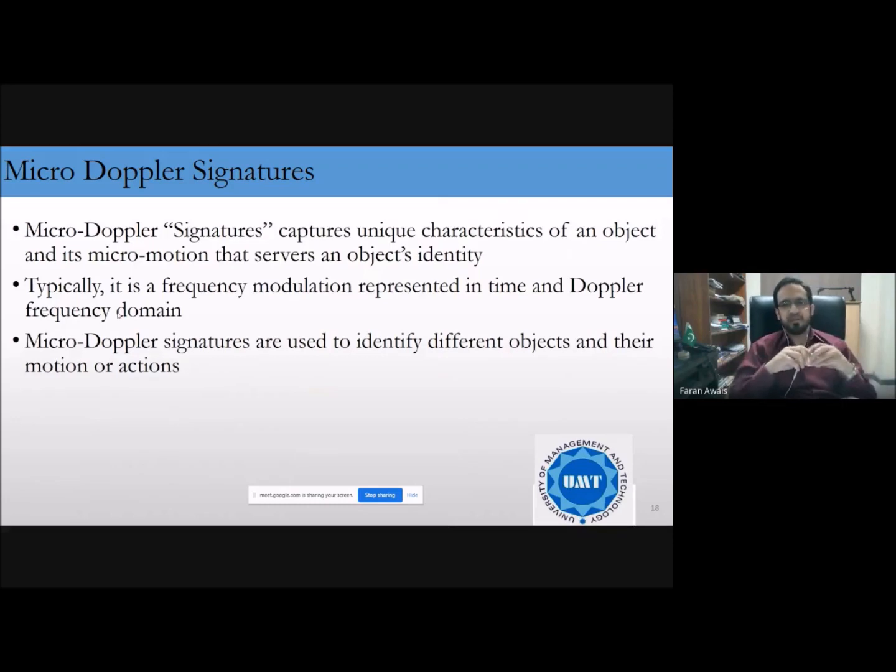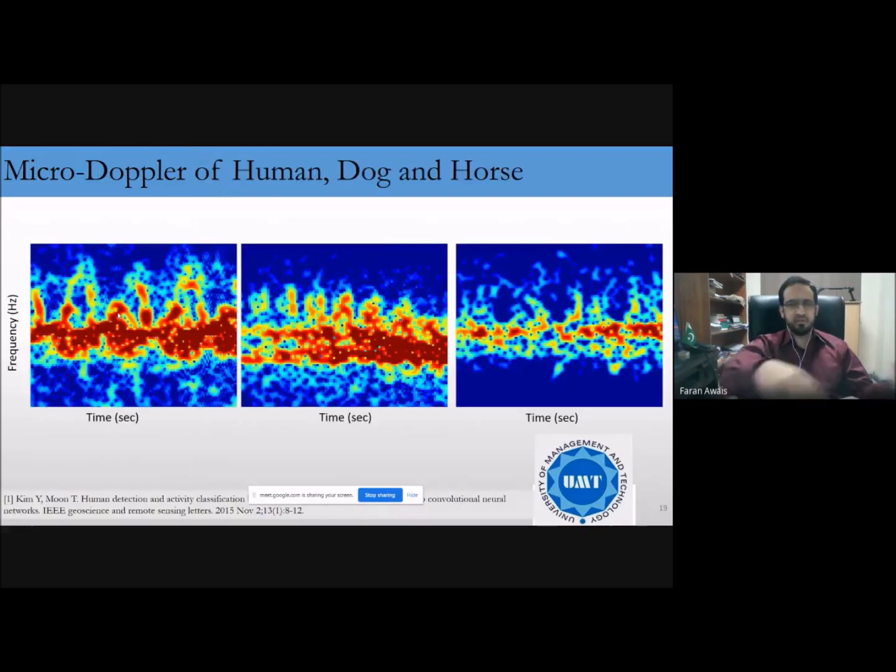Okay, so the micro Doppler signature captures unique characteristics of an object and its micromotion that serve as the object's identity. Why are we talking about signatures? Because that becomes a unique characteristic of an object. Typically, it is a frequency modulation represented in the time and Doppler frequency domain. Micro-Doppler signatures are used to identify different objects and their motions or actions. So you can see this figure, and you can see this in detail.